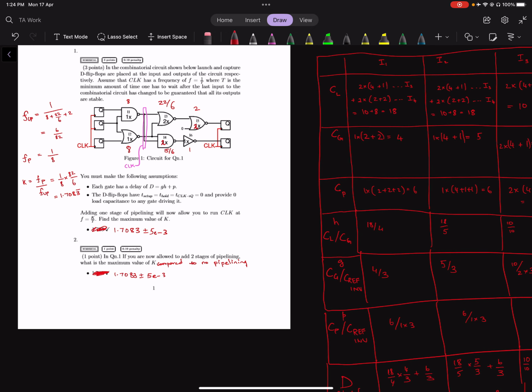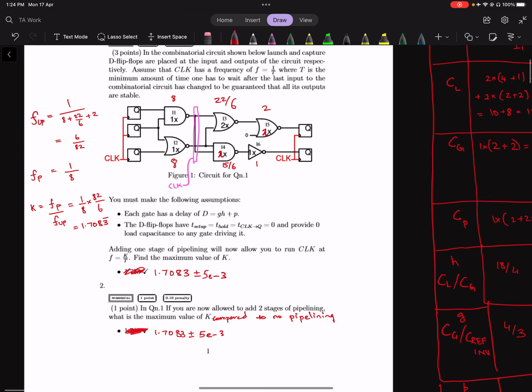And now if you're allowed to add two stages of pipelining, what is the maximum value that k can take? So the maximum value of the speed up now will not change, because you can't break these gates further. So this 8 will always come out to be the max. Even if you put some pipelining like that, it's now going to be the max of the three pipeline segments, and that max delay is just going to be 8, just from visual inspection. And so the answer does not change.